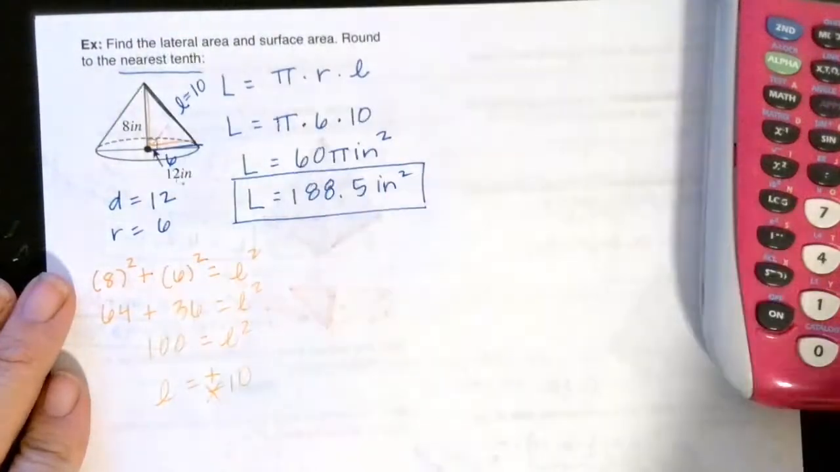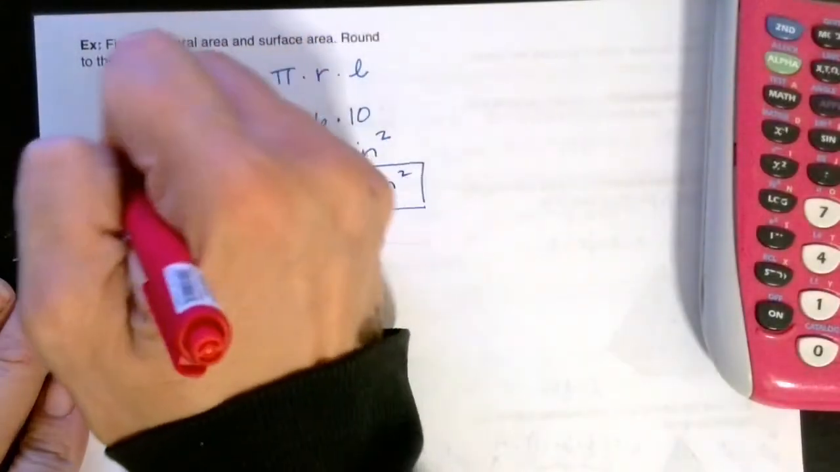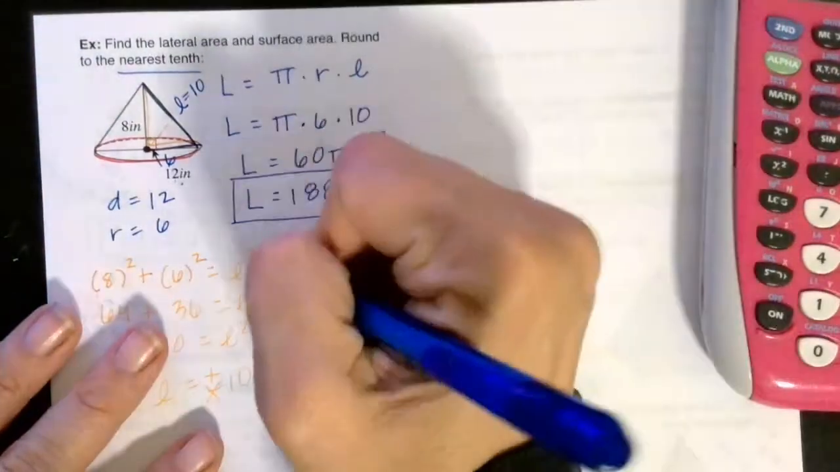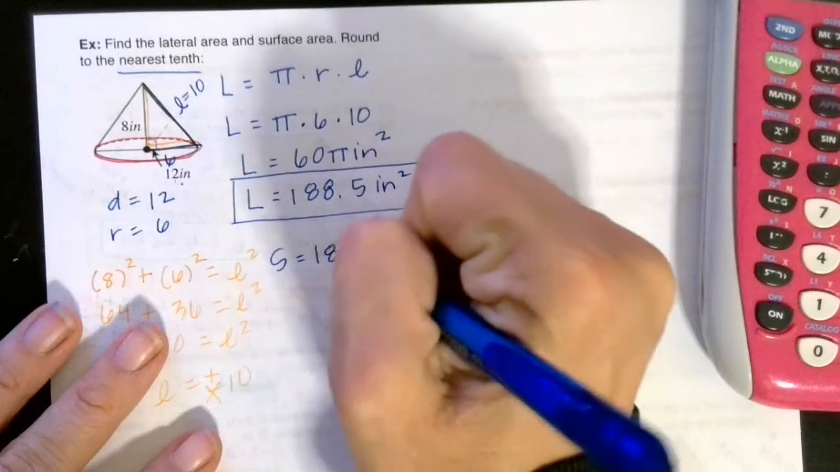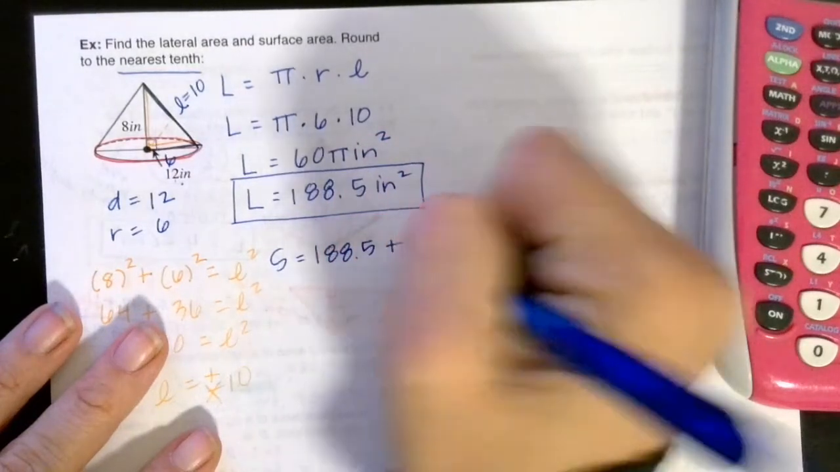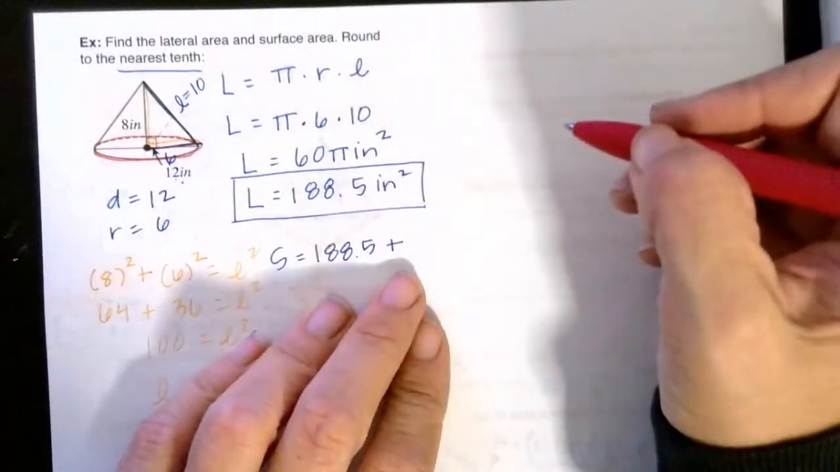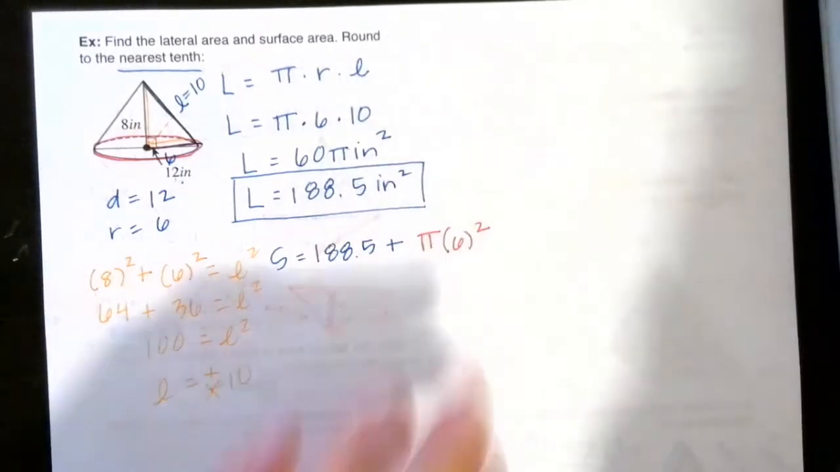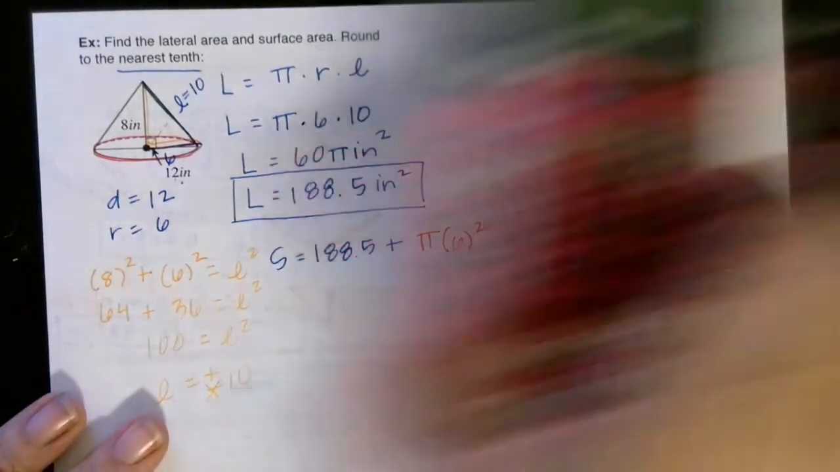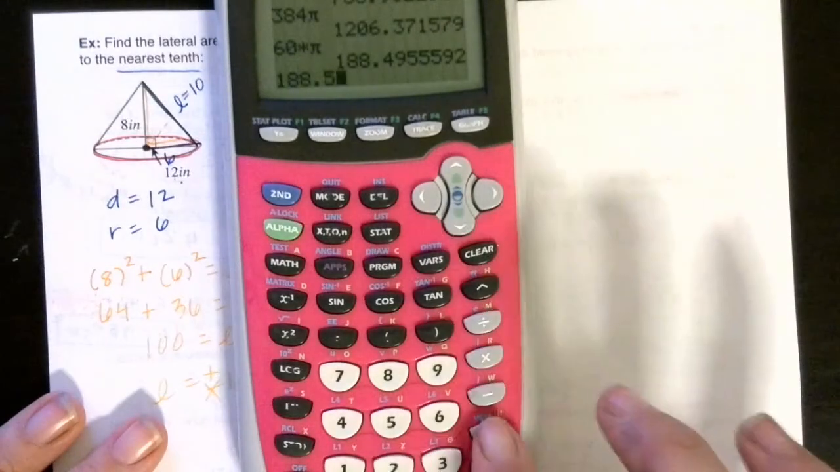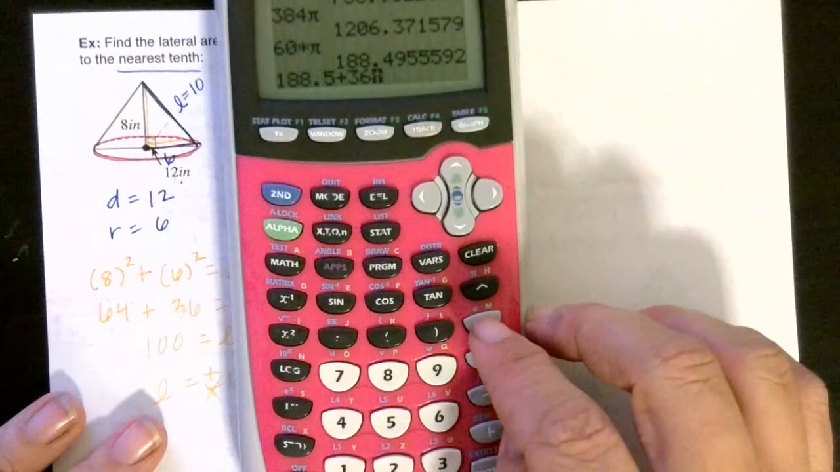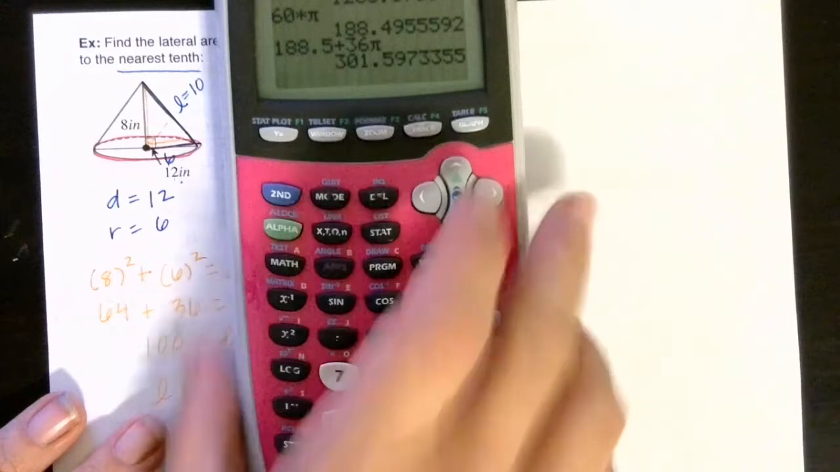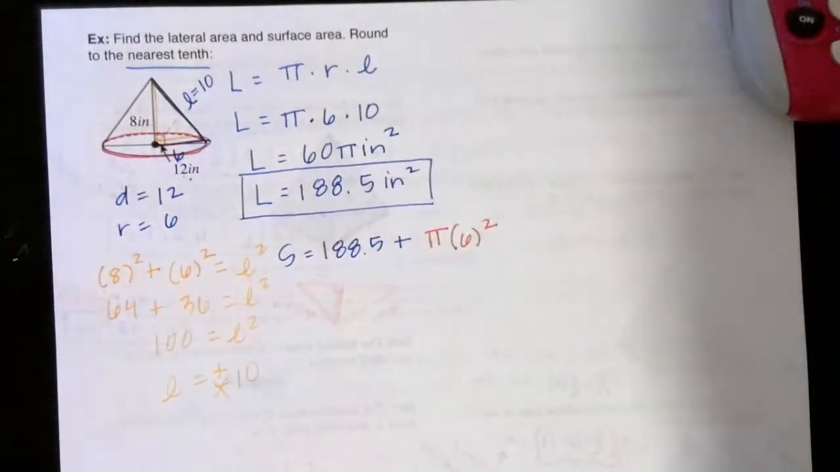So that's the lateral area, and then for the surface area, I'm going to take that lateral area and add it to the area of the circle. So I get 188.5 plus pi r squared would be pi times 6 squared. So that's 36 pi. So 188.5 plus 36 pi equals 301.6.